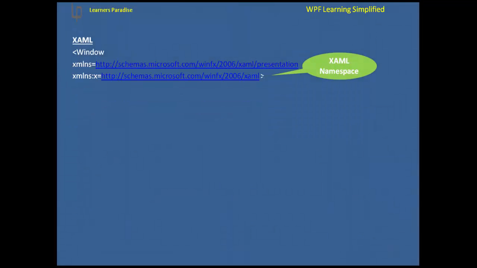http://schemas.microsoft.com/winfx/2006/XAML. This is the XAML namespace. So this namespace has everything that is related to XAML. And then the one above is called the WPF namespace. Just notice the difference between those two. The only difference is the first one has /presentation appended to it. That is the WPF namespace.